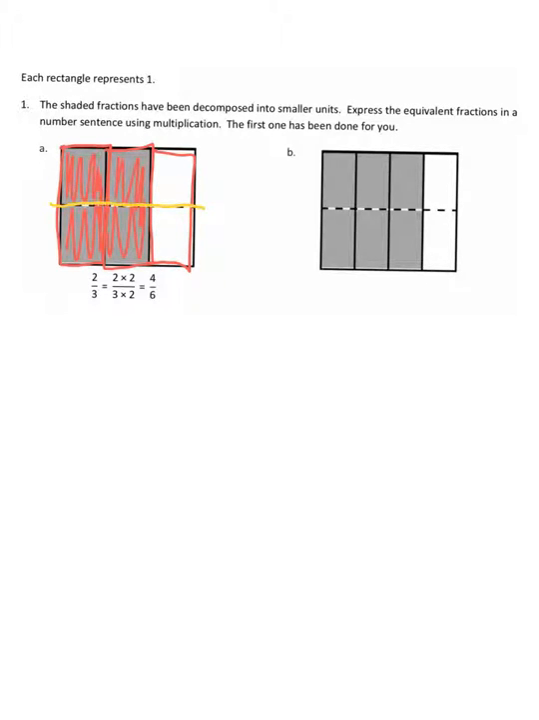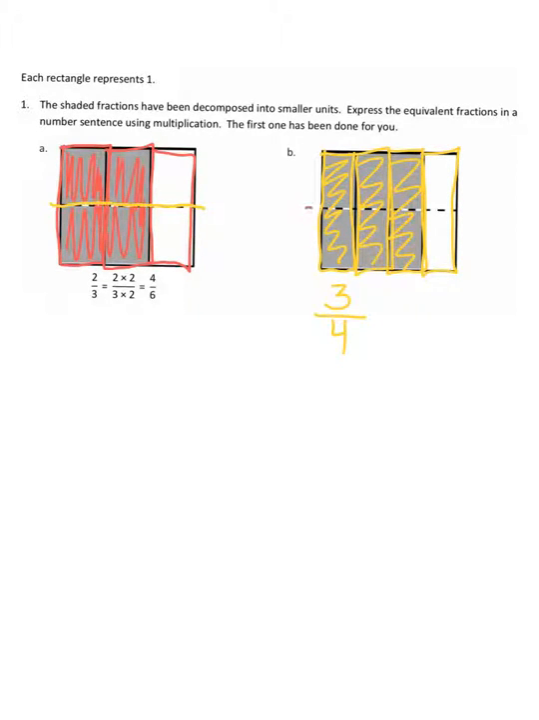Now look at letter B. Same thing's going on over here. Before they sliced it, what was the original problem? Well, the original fraction was 1, 2, 3, 4. It was cut up into fourths with 3 shaded in. So our original fraction was 3/4.